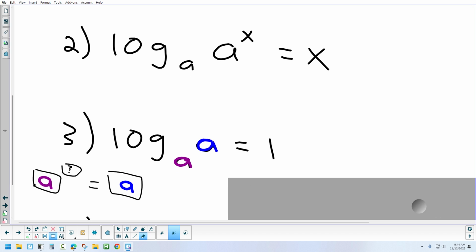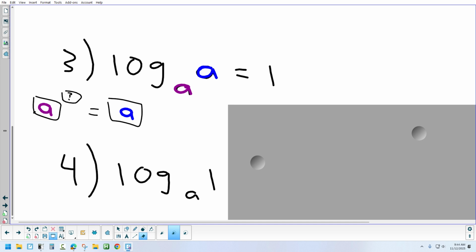All right, and we've got one more property of logs we're going to look at. Log base a of 1. So this is saying what happens if you take the logarithm of 1? Doesn't matter what the base is.